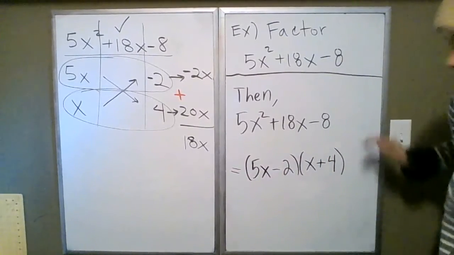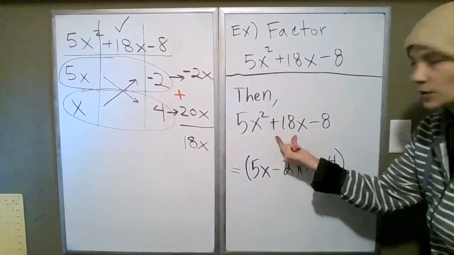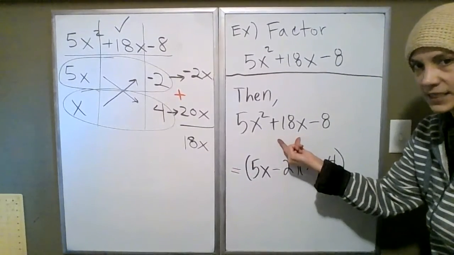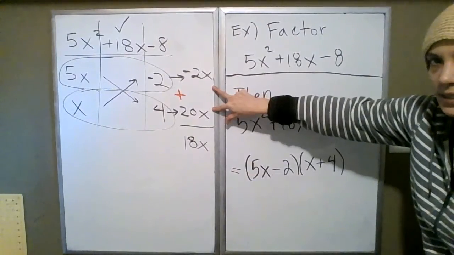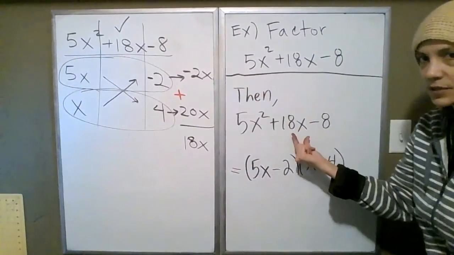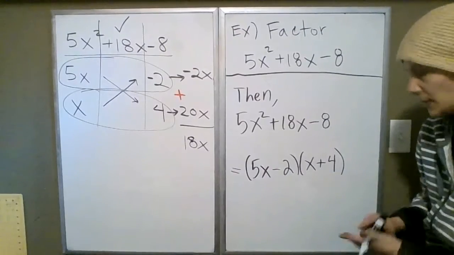And again, if you're not comfortable going from here straight to the answer, you can do those little steps by rewriting 18x with those side numbers, the 20x and the -2x. So replace those with that middle value, do the factor by grouping, you'll end up with that product.